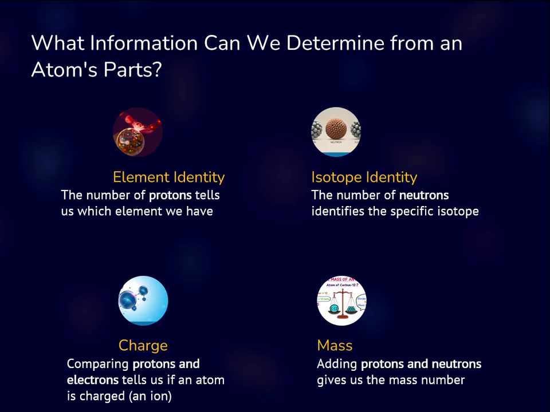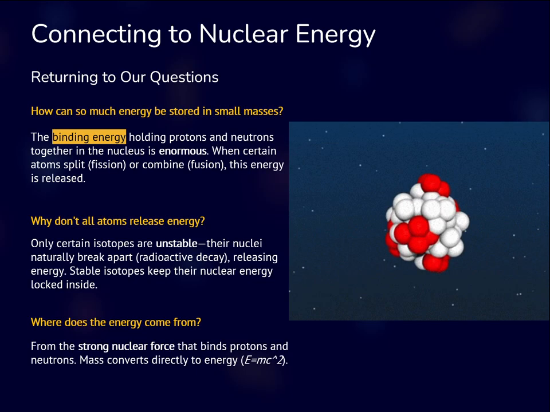Then, the electrons. Comparing the number of protons and electrons tells us the atom's charge. If they're equal, the atom is neutral. If electrons are lost or gained, it becomes an ion. Finally, when we add protons and neutrons together, we get the mass number, which describes the atom's overall mass. By combining these three pieces of information, identity, isotope, and charge, we can describe any atom in the universe with complete accuracy.